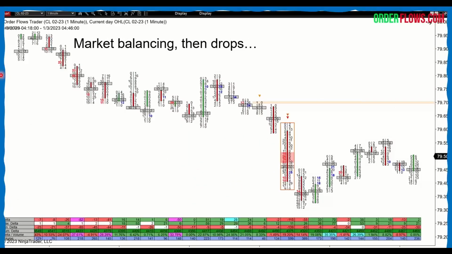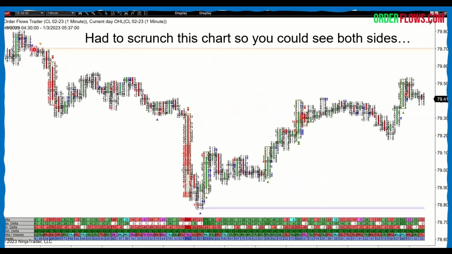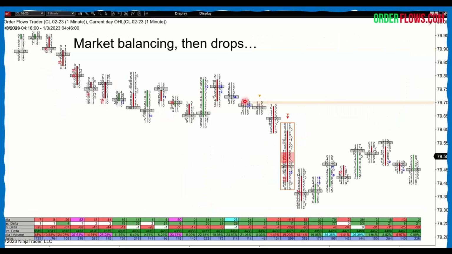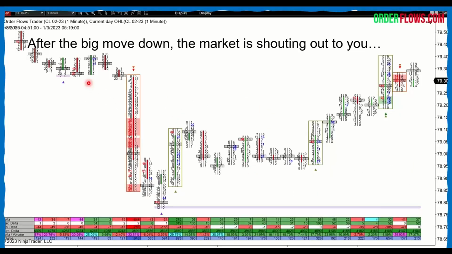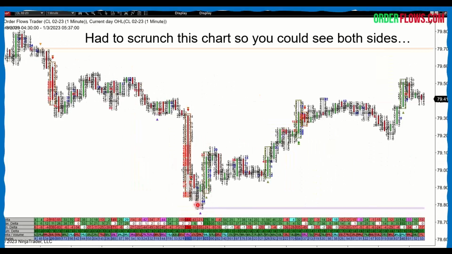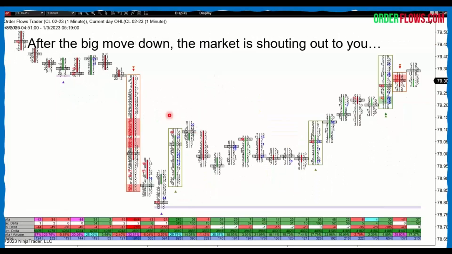But let's dig a little bit deeper, right? This market, this is that same chart. This was the first, this is this area here. Okay. Market was sort of balancing in here. And as you're coming out of balance, the aggressive buying is just not present anymore. And then the aggressive selling takes over and we immediately drop over $1. Then after that big move down, right, this bar is this chart here. After the big move down, market's shouting out at you.